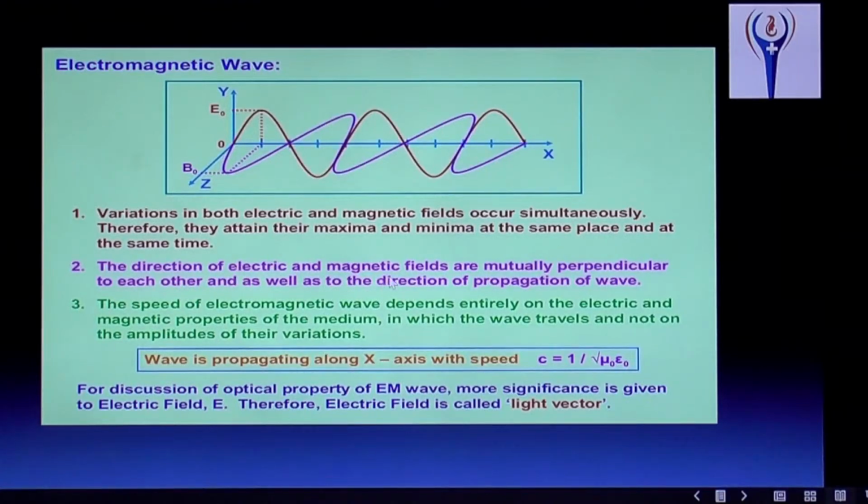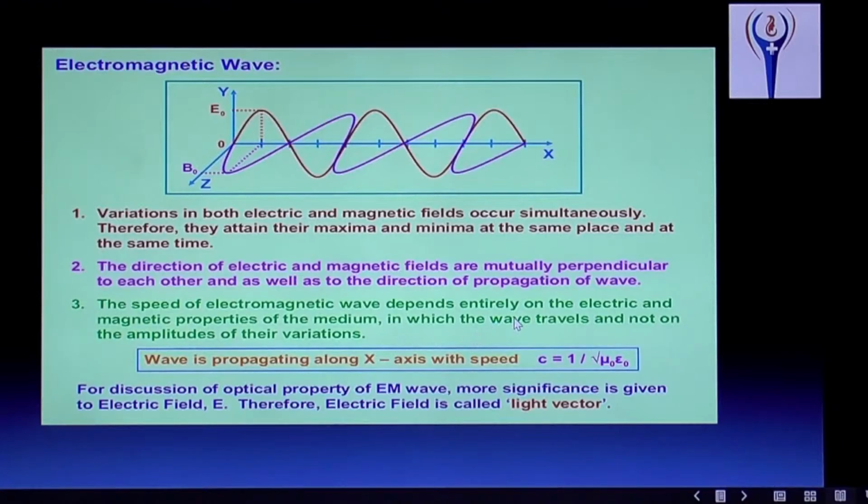Direction of electric and magnetic fields are mutually perpendicular to each other and perpendicular to direction of motion or propagation of wave. The propagation of wave is along x-axis, and direction of vibration of electric field is along y-axis, and direction of vibration of magnetic field is along z-axis. All the three are mutually perpendicular.